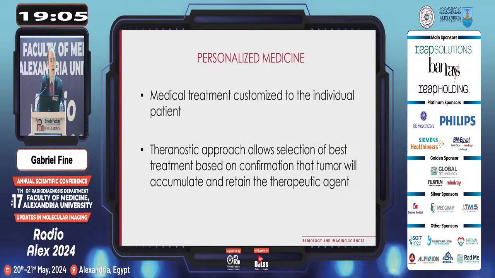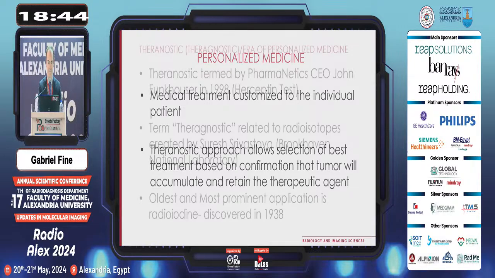So what we're moving towards now in medicine is what people call precision medicine or personalized medicine, medical treatment customized to the individual patient. And Theranostics is really just that. It's an approach that allows selection of the best treatment based on confirmation that that tumor will accumulate and retain the therapeutic agent that you aim to use.